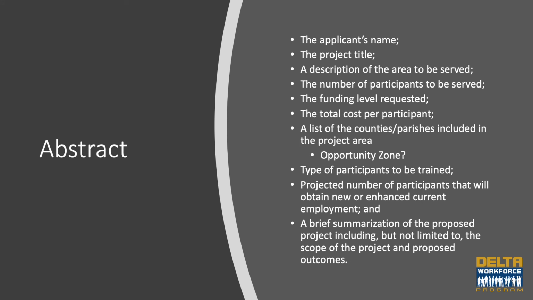Applicants must include these components in the abstract: the applicant's name, the project title, a description of the area to be served, the number of participants to be served, the funding level requested, the total cost per participant, a list of the counties or parishes included in the project area, type of participants to be trained, projected number of participants that will obtain new or enhanced current employment, and a brief summarization of the proposed project.